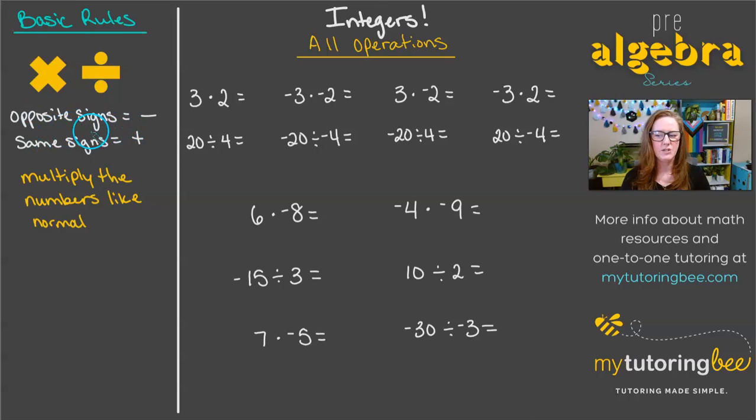Over here on the side, I do have just some little notes. If we have opposite signs, our answer is going to be negative. If we have the same signs, then our answer is going to be positive. And then we just multiply the numbers like normal.